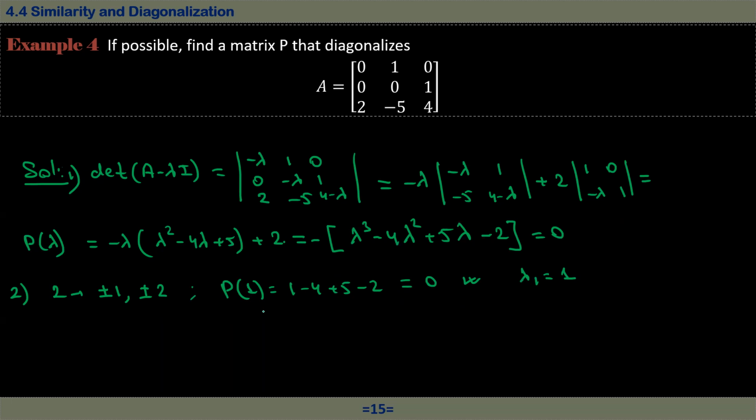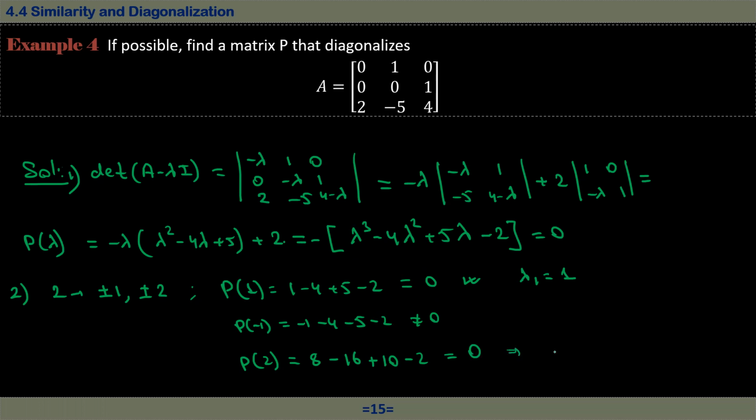How about negative 1? If it's negative 1, here we have P of negative 1, that's equal to minus 1, minus 4, minus 5, minus 2. And as you see here, it's not equal to 0. So we have nothing to do here. How about if lambda equals 2? Here we have 8 minus 4 times 4, that is 16, plus 5 times 2, that is 10, minus 2. From here is 18. Okay, that's also equal to 0.